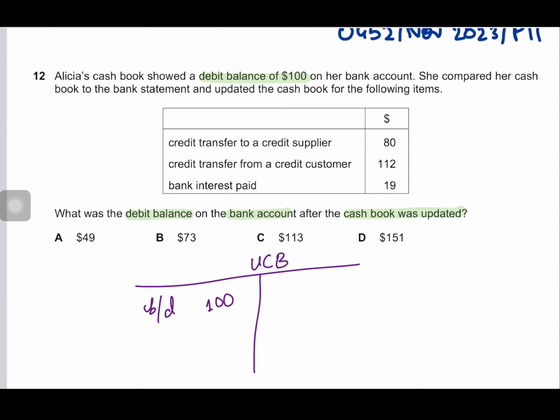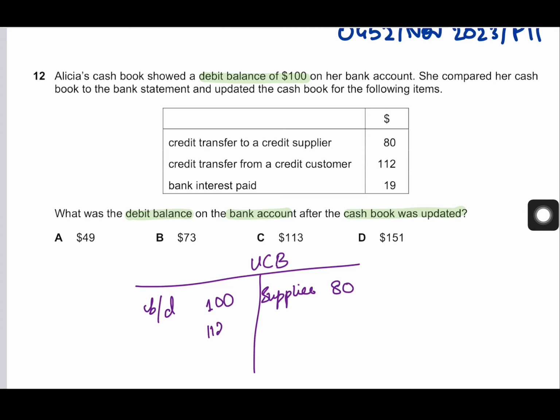Or similar to a standing order or direct debit. This is from our business to the supplier, so that will be adjusted on the credit side since it's a payment to a supplier which the bank is making on our behalf. That is a payment. However, credit transfer from a credit customer, that is a receipt.